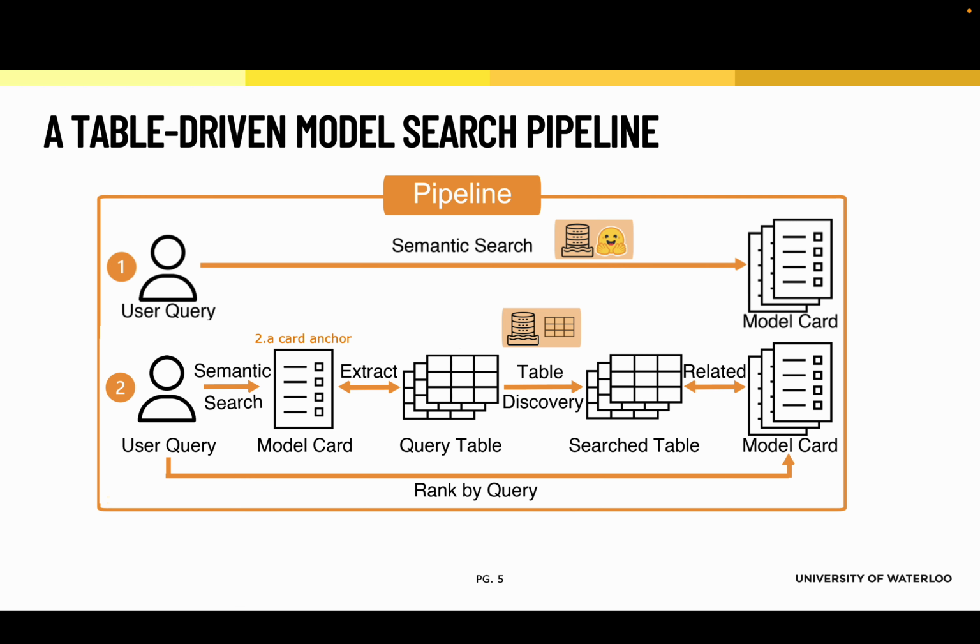Our first pipeline starts from an anchor model retrieved by a baseline search system. We extract its benchmark tables and search our indexed model table corpus to discover structurally related tables. These tables introduce additional candidate models before the final re-ranking stage. We also study a second variant that directly retrieves an anchor table from the user query, while keeping the remaining pipeline unchanged.